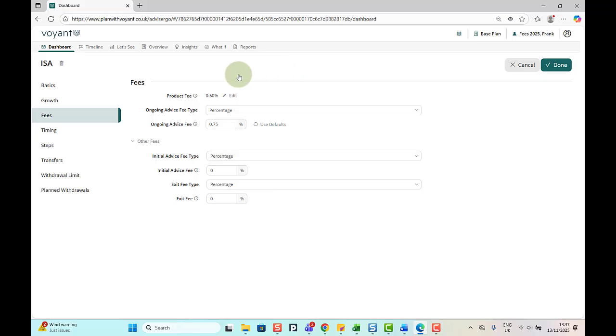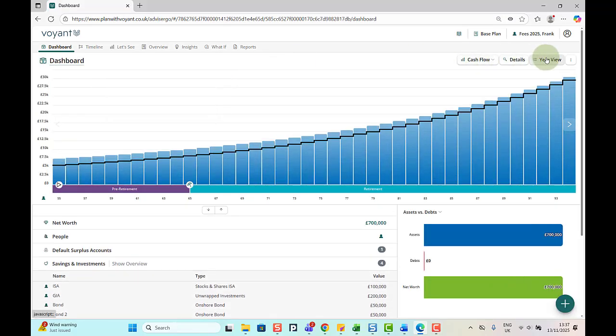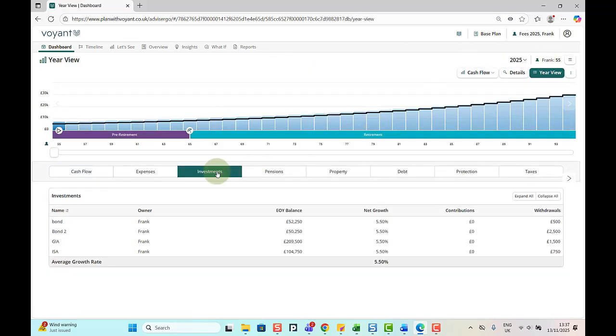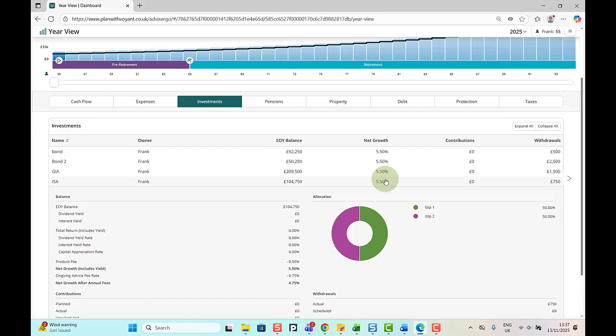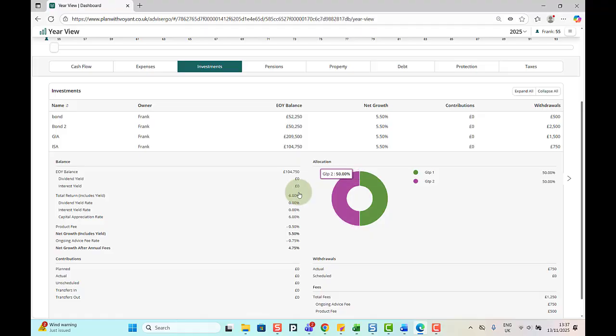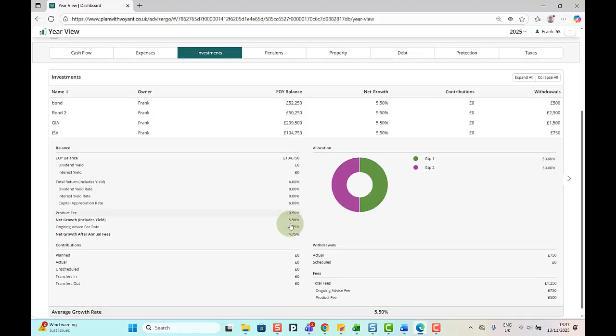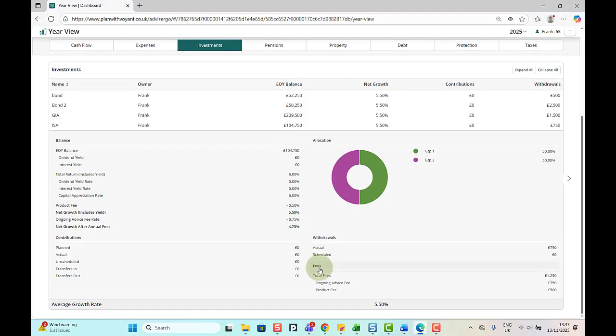Let's take a look at how this looks in year view. So I'm just going to cancel out of this. I'm going to go into year view, investments, and expand the ISA. The net growth here reflects the growth rate of 6% less that product fee, and we can see the product fee there. The enhancement to fees also shows down here the monetary amount of that product fee, but this is really information only. It does not deduct this fee.